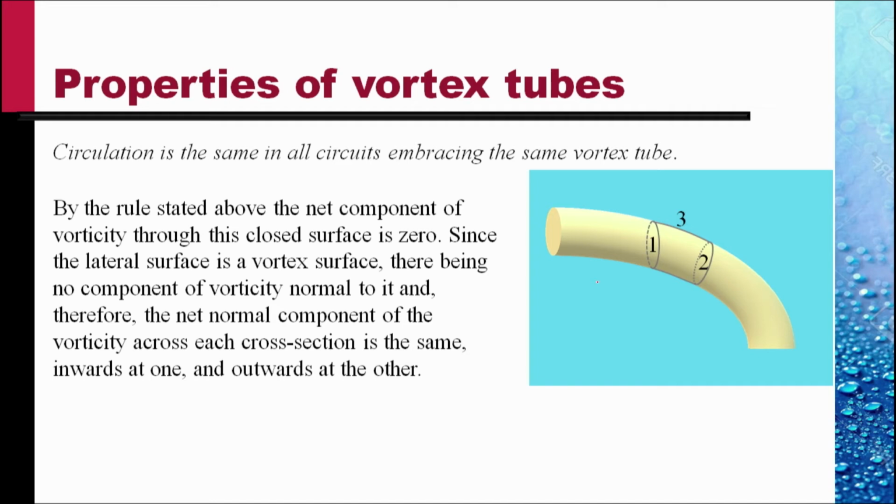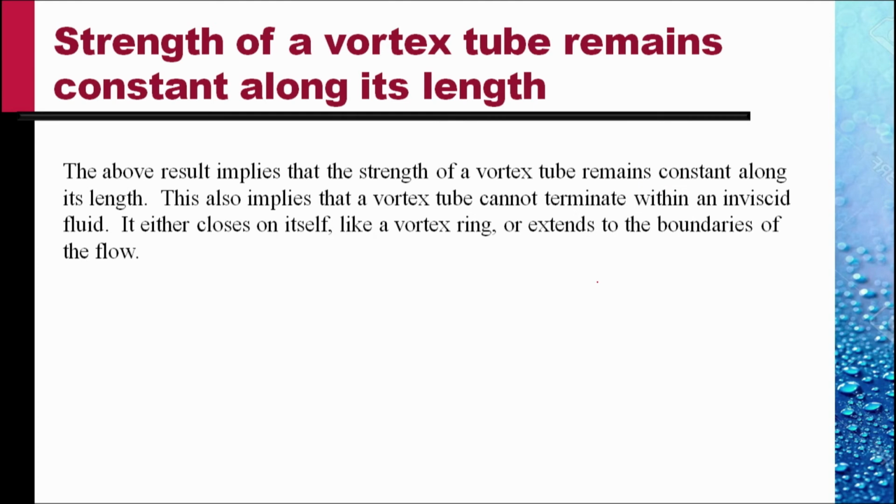And since this normal component of vorticity is the strength of the vortex tube, and the strength of the vortex tube is the circulation, the circulation is the same for all circuits embracing the same vortex tube. In other words, the strength of the vortex tube remains constant along its length. And if this be so, this implies that a vortex tube cannot terminate within an inviscid fluid.